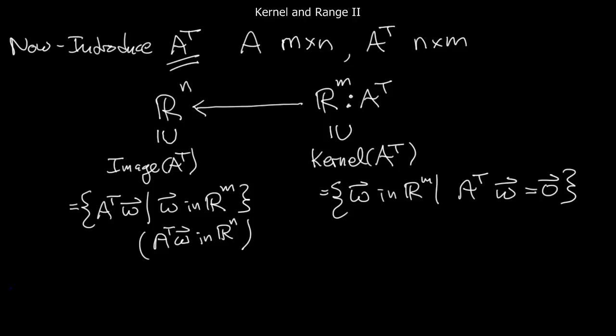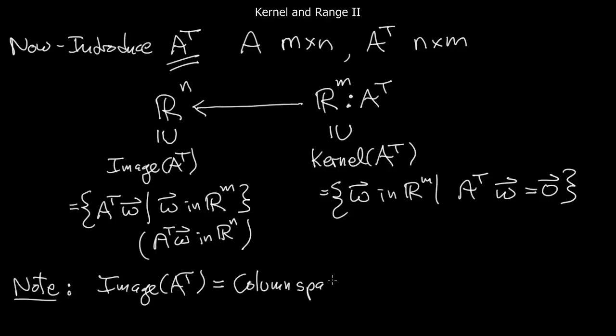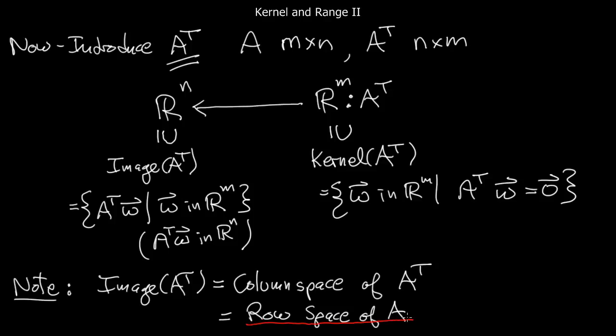Okay, now note, we have another way of thinking of the image of A transpose. Remember, the image of A transpose is the column space of A transpose. Well, the column space of A transpose is the exact same thing as the row space of A. So this brings the row space of A into the picture. Usually we're just going to think of it as being the column space of A transpose, but there it is.